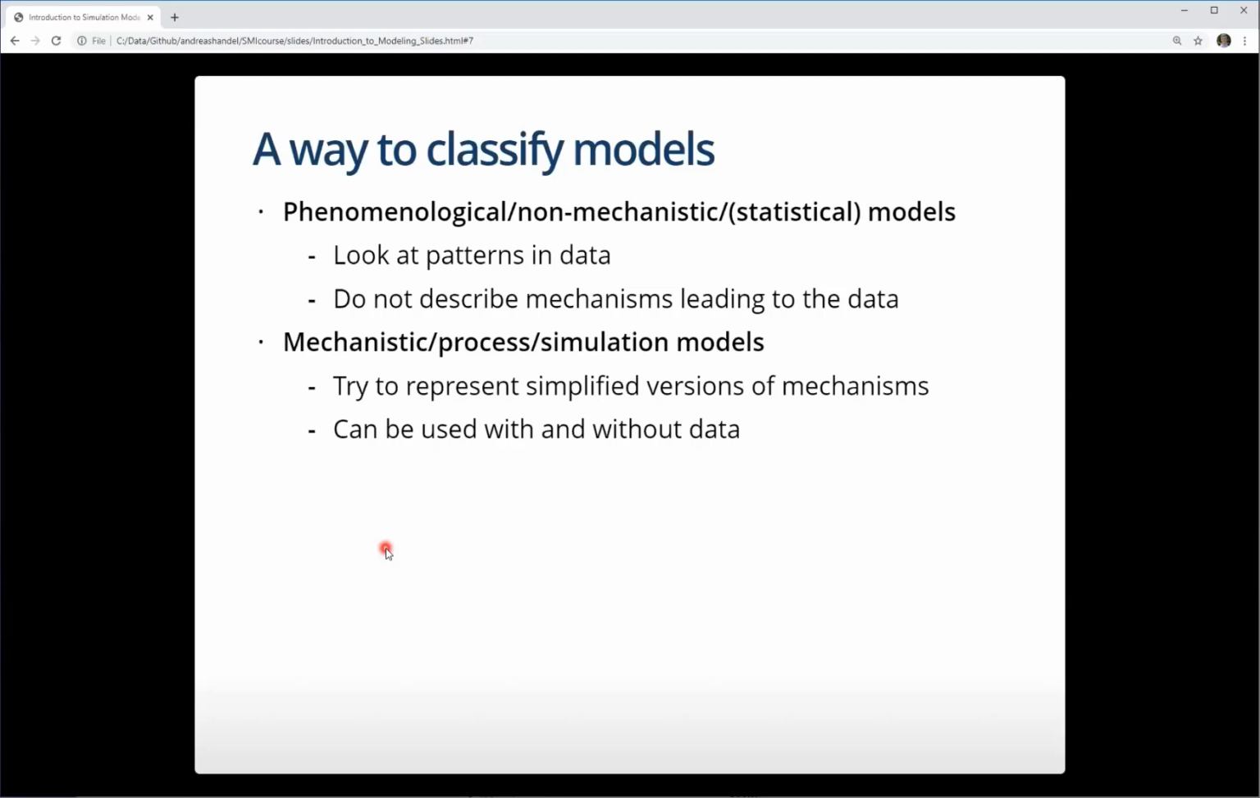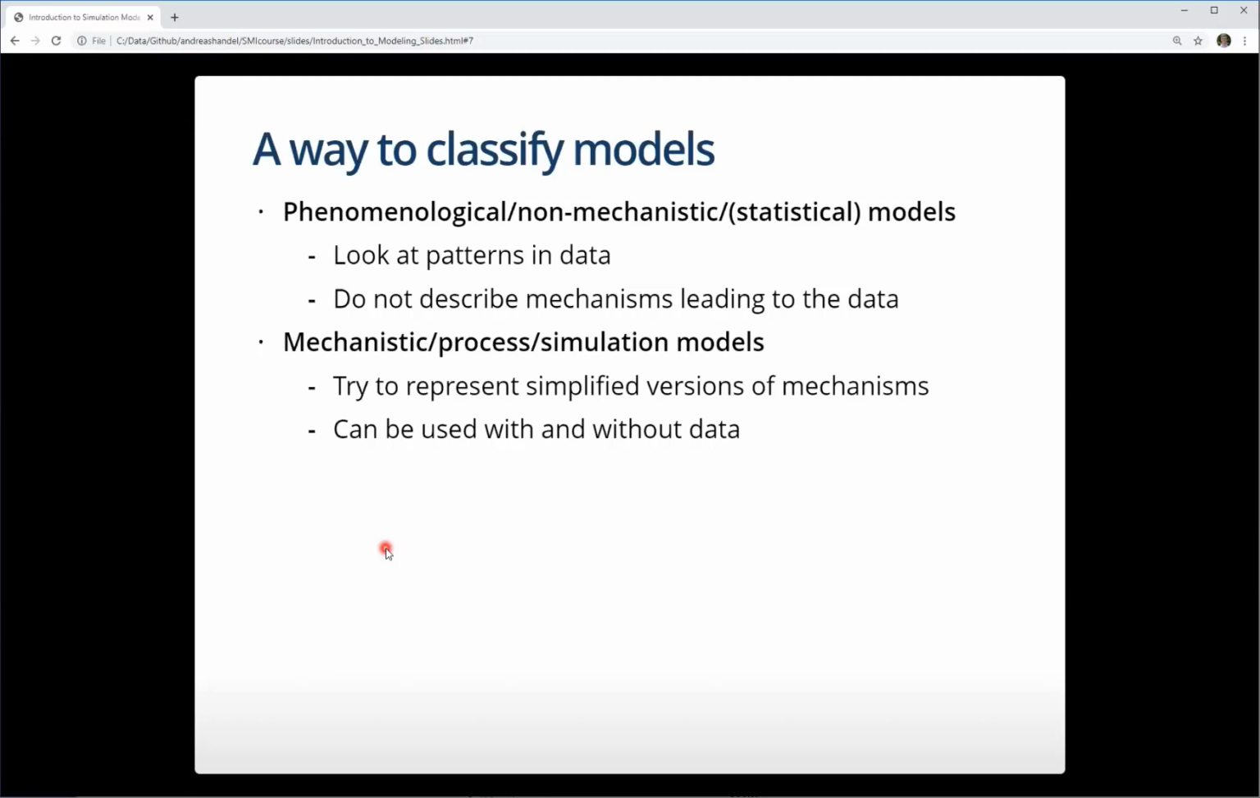So this is a way you can classify models. Of course, not the only one, but I think it's helpful, especially since a lot of you might be familiar with the first kind of models that are classically called statistical models. I don't necessarily like the term too much because the models we'll be talking about can also be used in a statistical model fitting sense. I like to call them phenomenological models. And so those are the big class of models that are used to, broadly speaking, look for patterns in the data. They don't describe the mechanisms that might have led to the data, but they're looking for overall patterns.